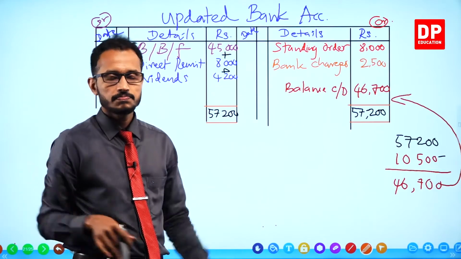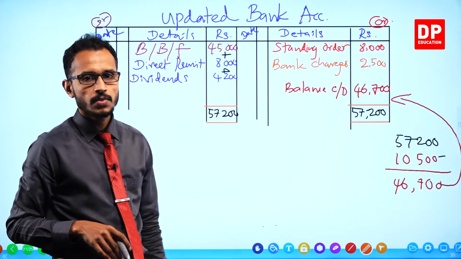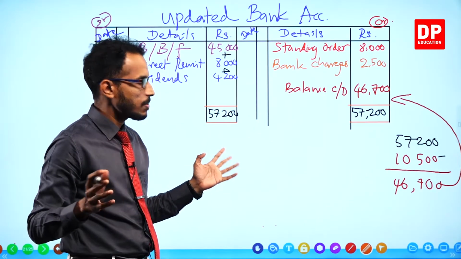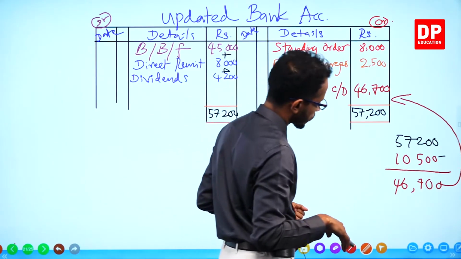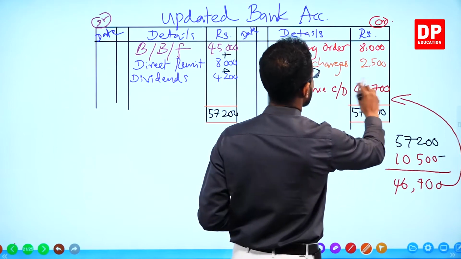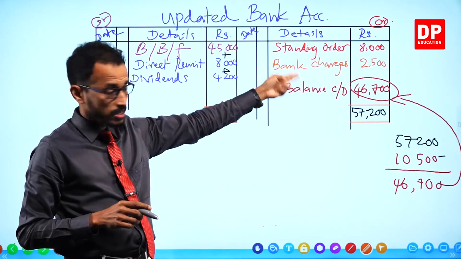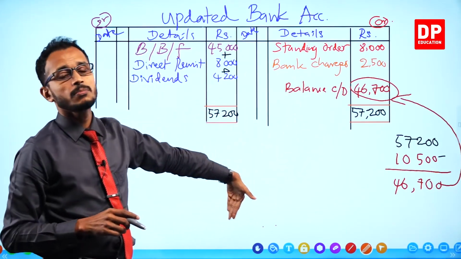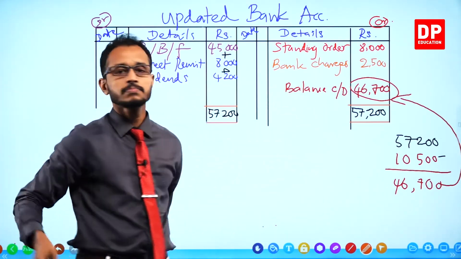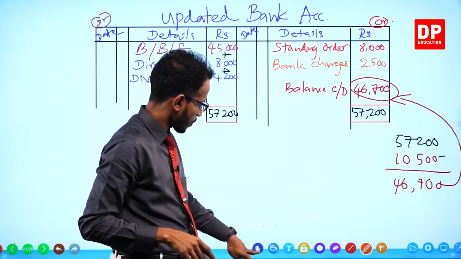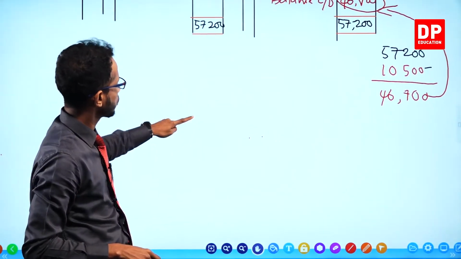All right, done. We completed the updated bank account or adjusted bank account. Now it's only a matter of preparing the reconciliation statement. Okay, 46,700 is here. We take that adjusted bank balance or updated bank balance to the reconciliation statement, and we start the reconciliation with that. Let's start the reconciliation.